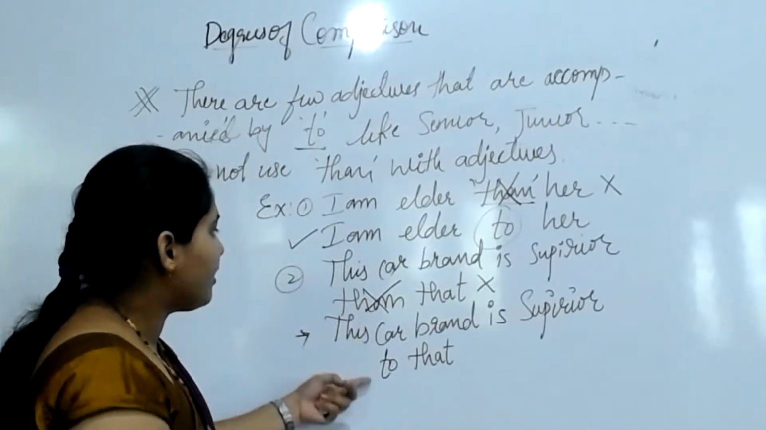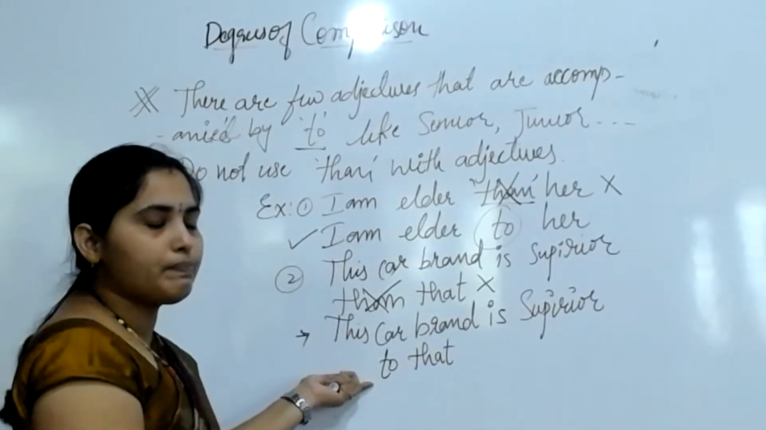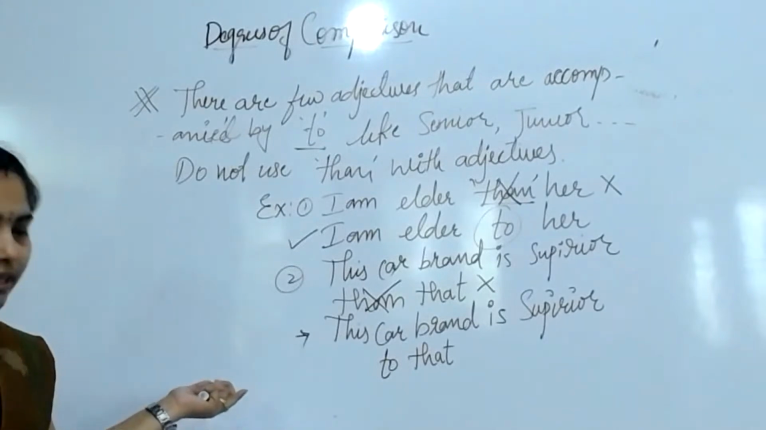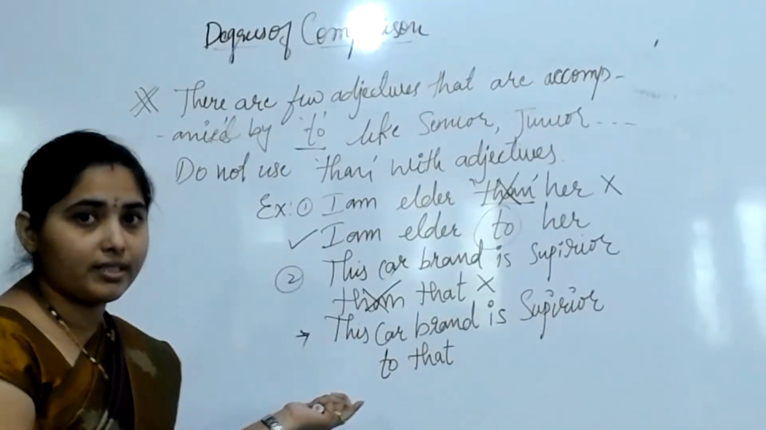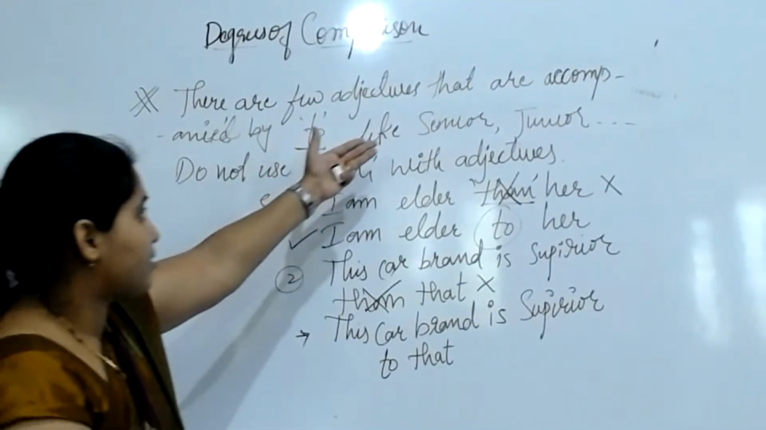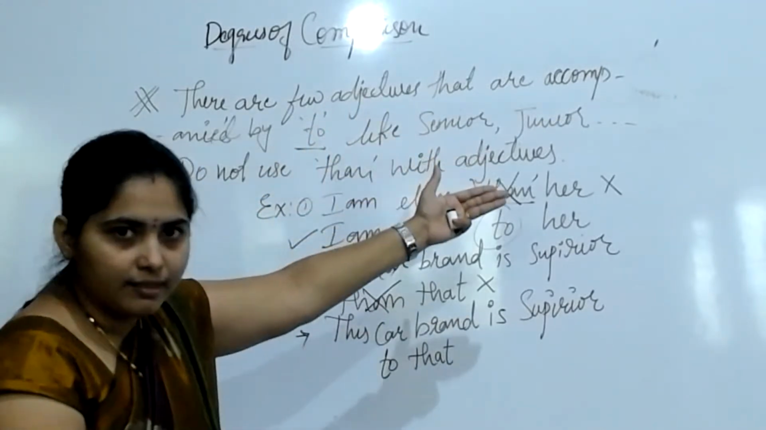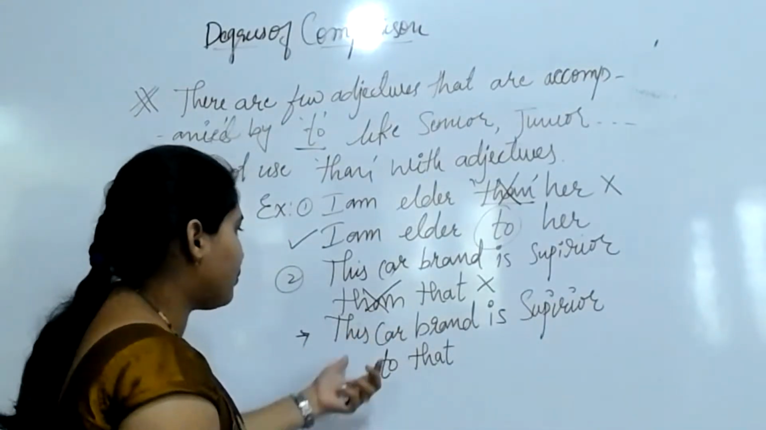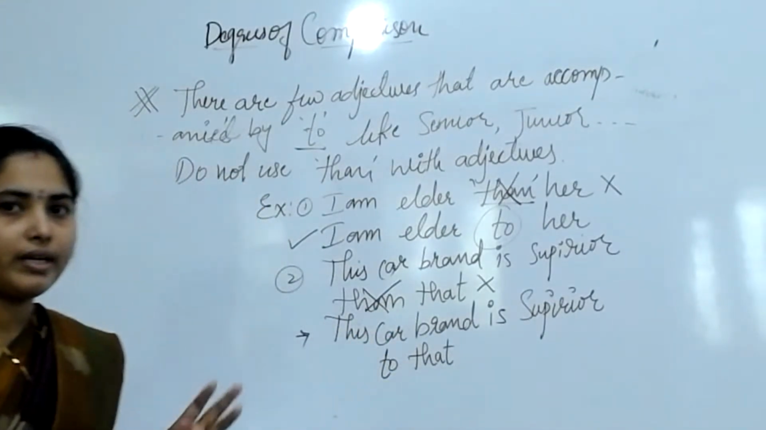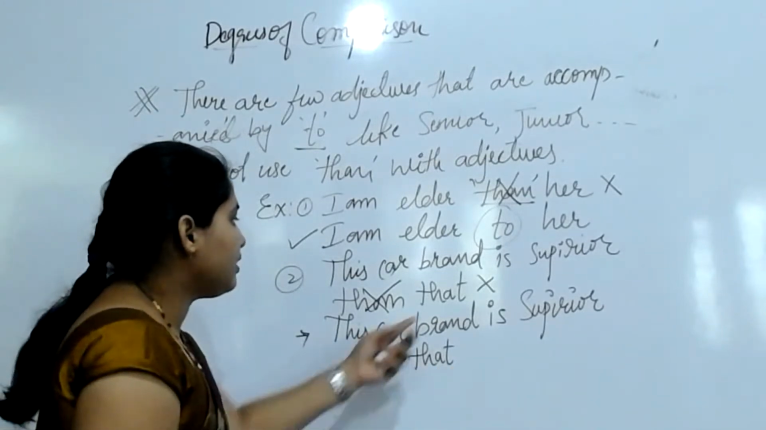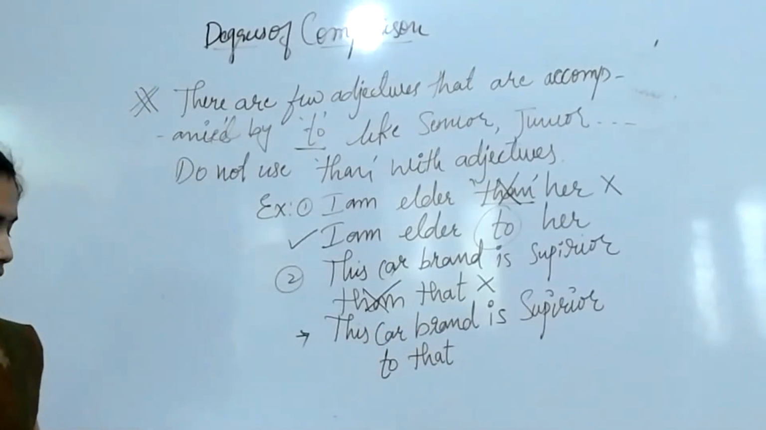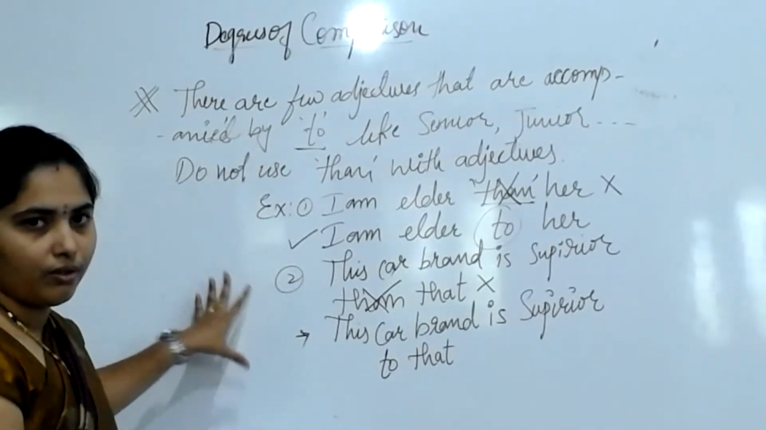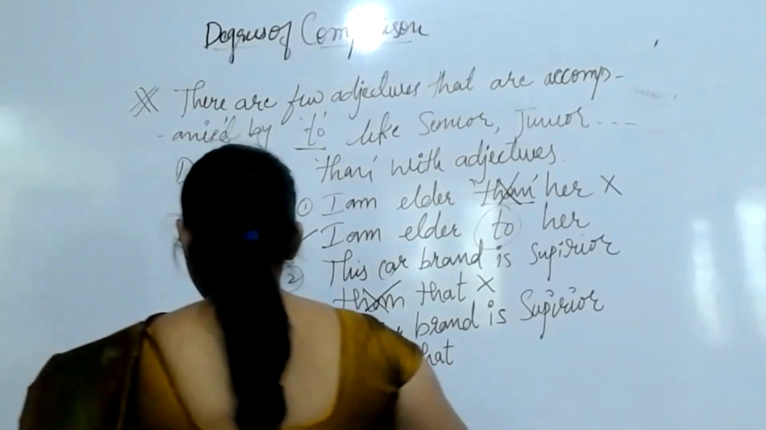Of course, as per the rules, you should use than while comparing one subject or thing to another. But if the words are like senior, junior, superior, elder, preferable, prefer, in that situation you should not use than. You only have to use to. You should join to after the adjective. This is another rule and how you have to transform in this rule. Now let us go to the examples.